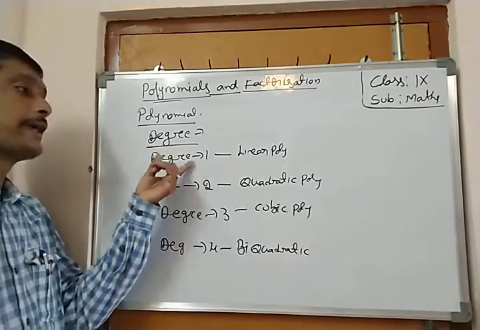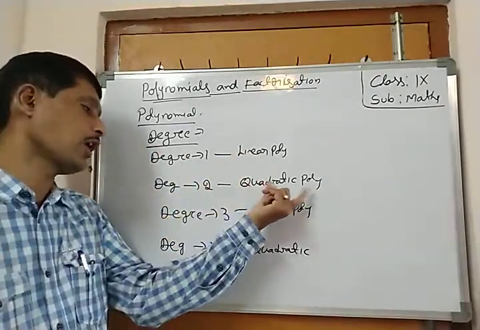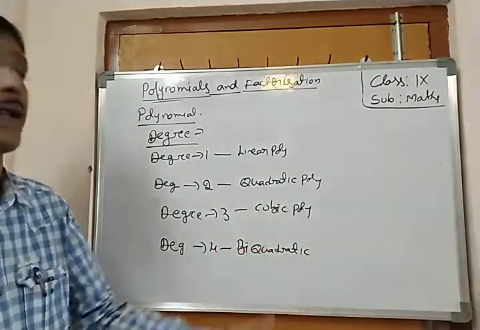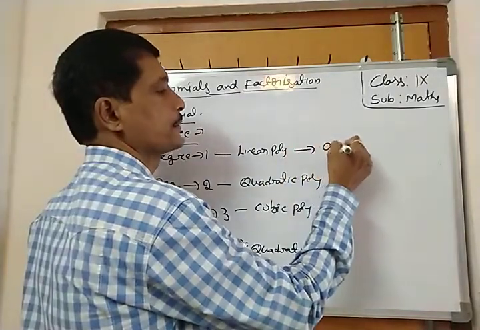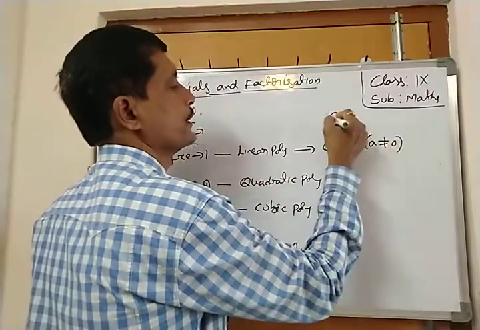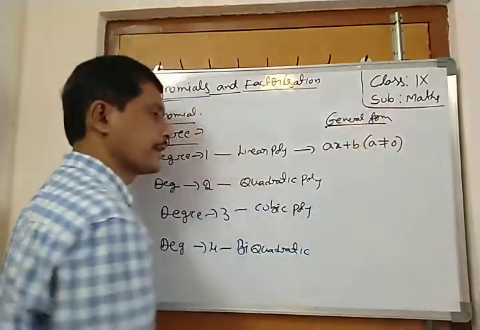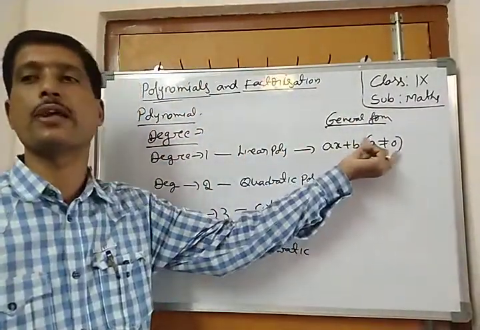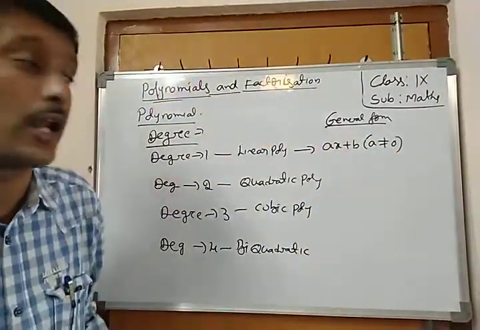Here see, degree is 1, that is a linear polynomial; degree is 2, that is a quadratic polynomial; degree is 3, that is a cubic polynomial; degree is 4, that is a biquadratic. The general form of a linear polynomial is ax plus b where a not equal to 0. Suppose a equal to 0, that is only a constant polynomial.